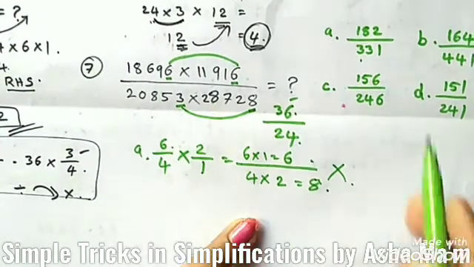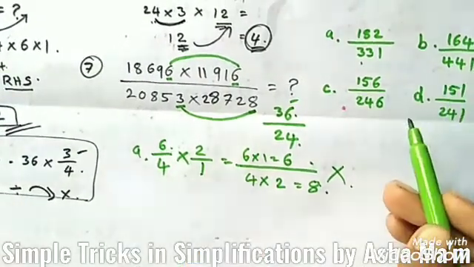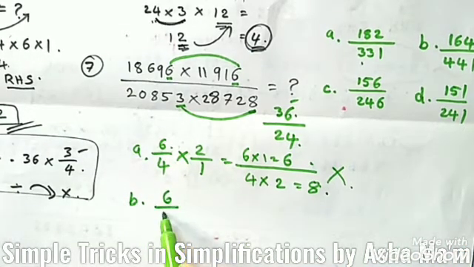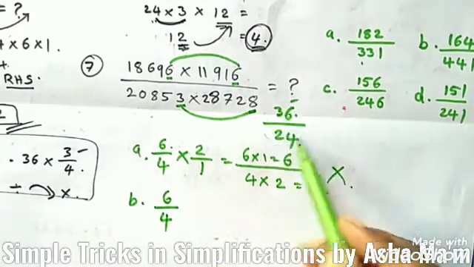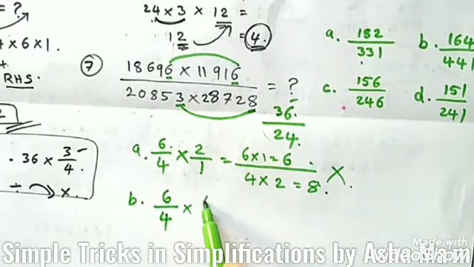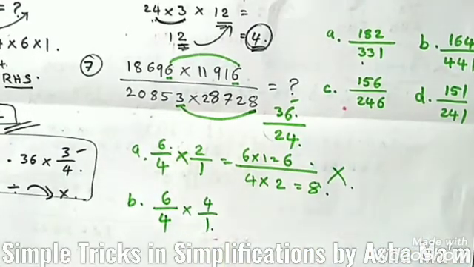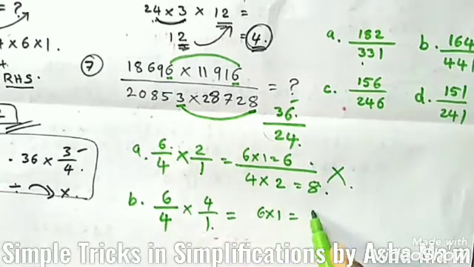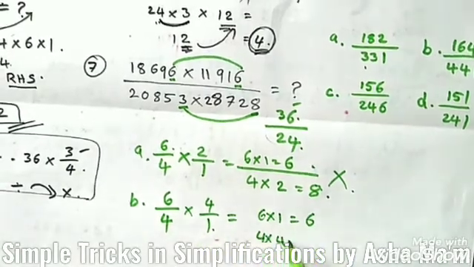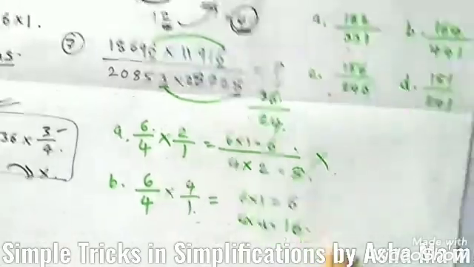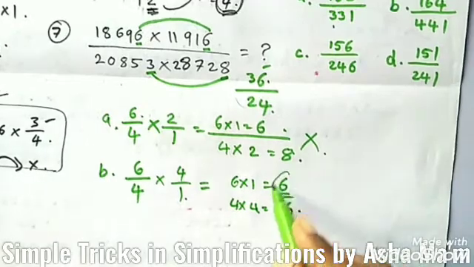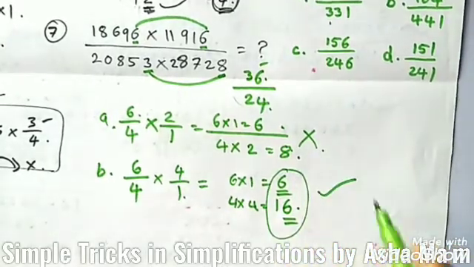Coming to option B, what we have here? 164 by 441. In option B, we are comparing with the correct answer we already have, 4 by 1. Now 6 into 1, 4 into 4, 16. So here the last digit is 6, here the last digit is 6. Same numbers we got, so this may be the correct answer.